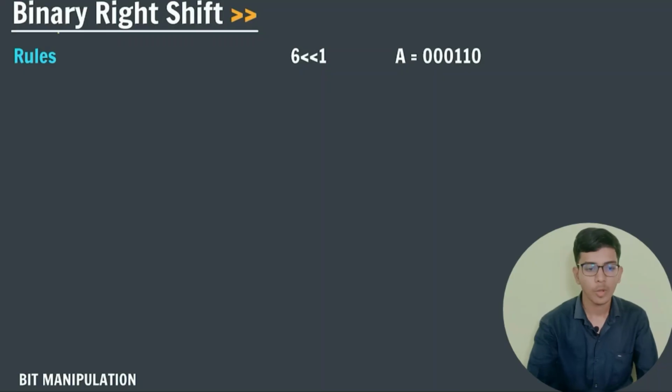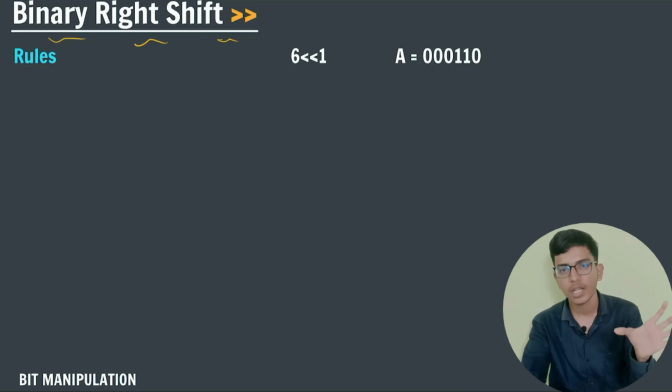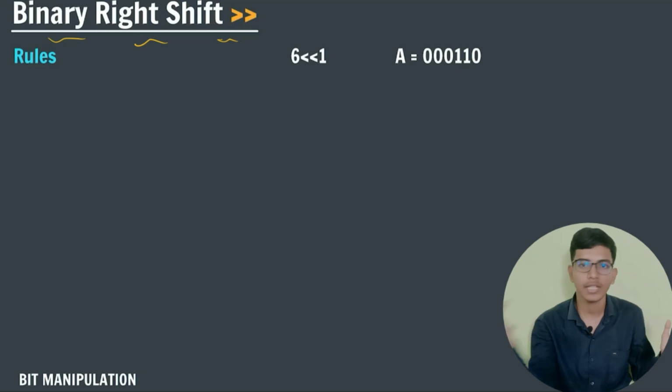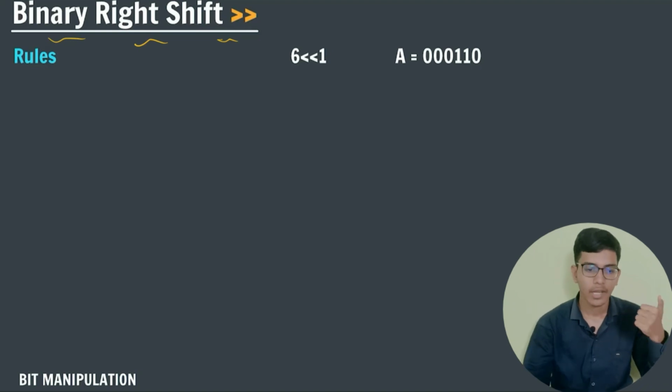Now let us talk about binary right shift. This is very similar to binary left shift. In binary left shift, we used to take the left digits of the given binary number, delete certain digits, and push the number towards the left. So here, instead, I will take the right side digits and delete those, and I will push towards the right side. So this is the concept of binary right shift.